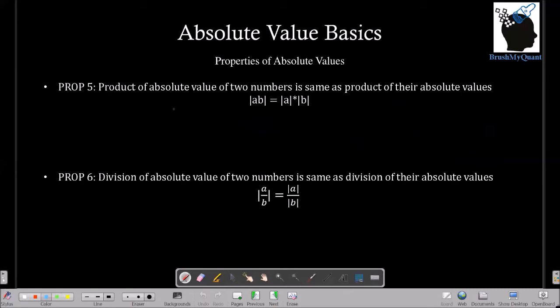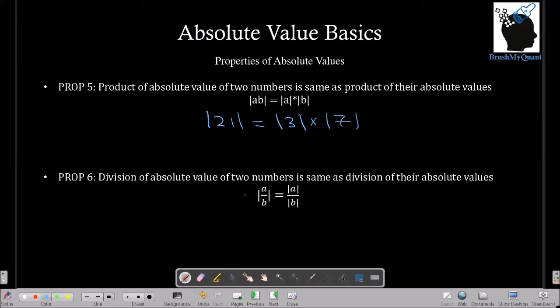Now, the absolute value of the product of two numbers is the same as the product of their absolute values. That means mod of a into b is equal to mod of a multiplied by mod of b. Let's take an example. Mod of 21 is going to be the same as mod of 3 multiplied by mod of 7.